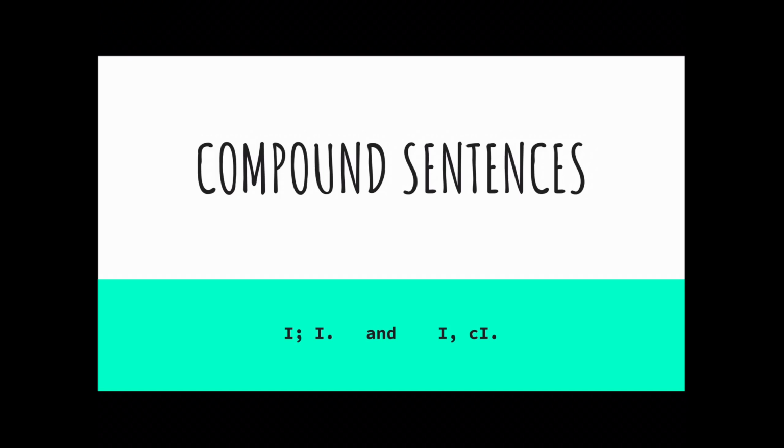Often we're going to refer to compound sentences as I semicolon I, or I, comma, CI, because those are the two types. Just like we talked about the different types of simple sentences, SV, SSV, these are the two types of compound sentences.